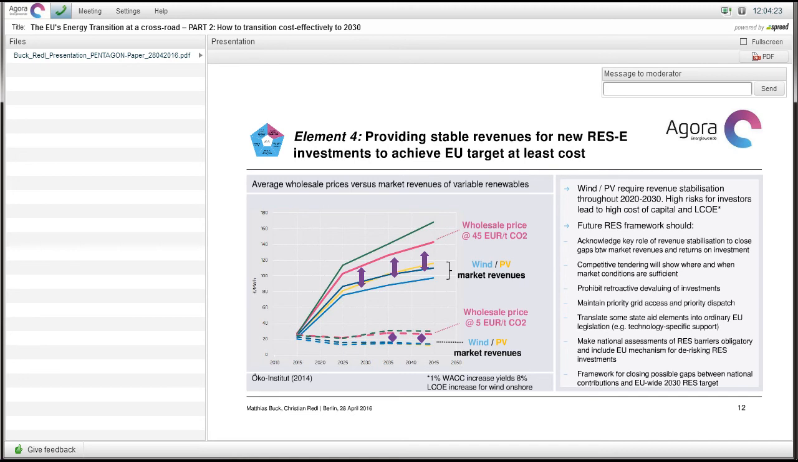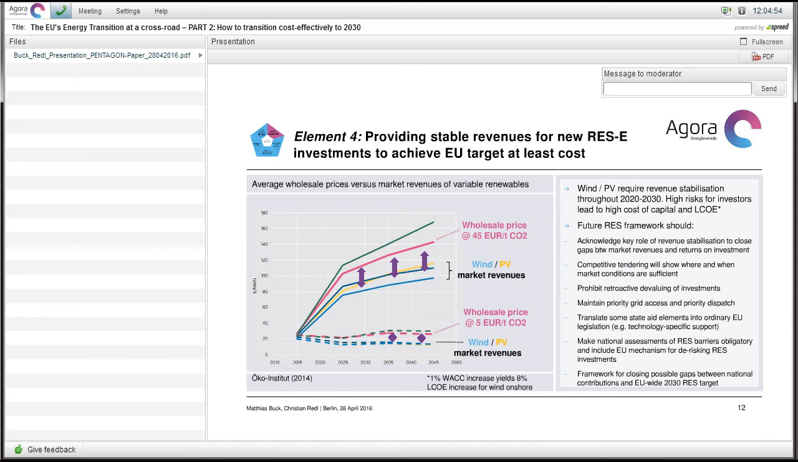This is essentially important, and Matthias mentioned it as well, that also for the 2020 to 2030 period, wind and PV require this revenue stabilization. This is essentially due to the economic characteristics of wind and PV. They are characterized by very high capital costs, hardly any variable costs, and they are, so to speak, must-run technologies.